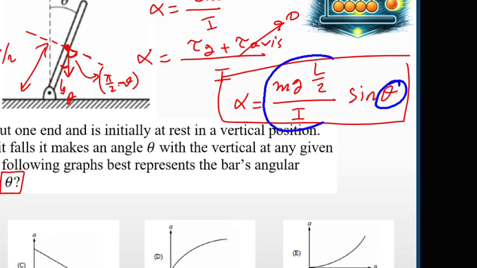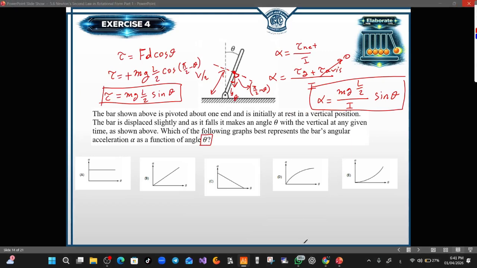Here, this ratio is a constant, since the mass is constant, the gravity is constant, the L over 2 is constant, and the rotational inertia is constant, which makes alpha take the form of a sinusoidal function. And alpha is related directly to the sine of theta. We know that the sine of theta is drawn in this way.